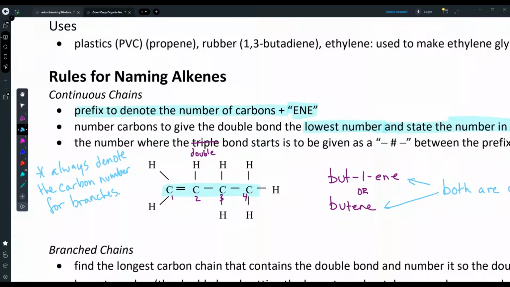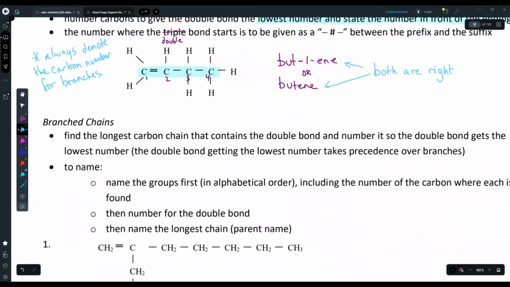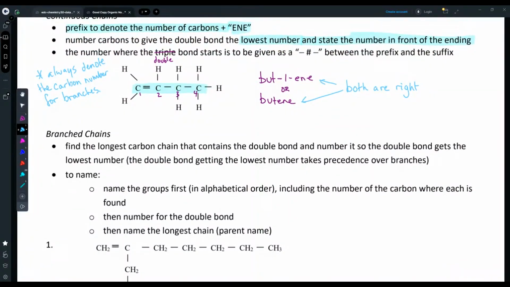But if it's on anything higher, any double bond or triple bond on any carbon number higher than 1, you absolutely must say it. All right, for branched chains, find your parent chain that contains the double bond. So the double bond must be in your parent chain, and number it so that the double bond gets the lowest number. Okay, so you're going to give the double bond higher priority over branches when you're numbering your carbons. That's very important.